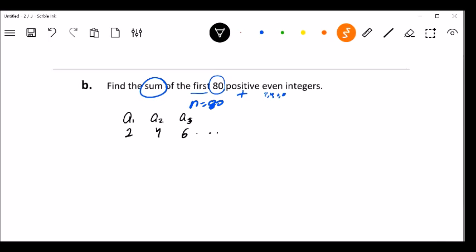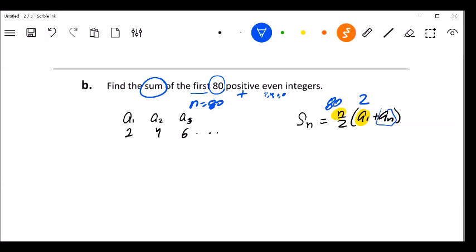Remember now the sum formula, I have Sn equals n over 2 times a1 plus an. I have right now the first term, which is the number 2, and I have the n, which is the number 80. But what I don't have is the amount of the last term. So I need a way to get to the last term. So what I'm going to need to do is use the formula that we have, an equals a1 plus n minus 1 times d.